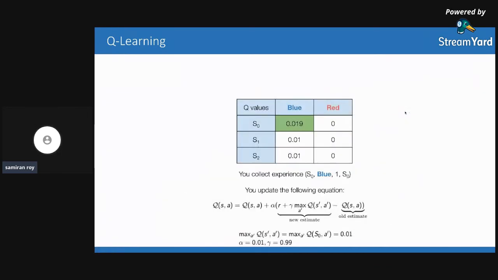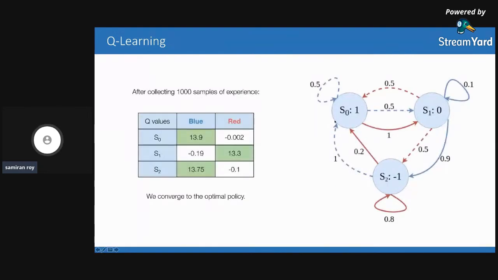If you continue to collect experience and update this table, you'll end up with something like this. This updated table tells you that at state S0, the blue action was the best, at S1, the red action was the best, and at S2, again, the blue action was the best. Basically, what we have done is converge to the optimal policy. By following this policy, we will maximize our rewards.